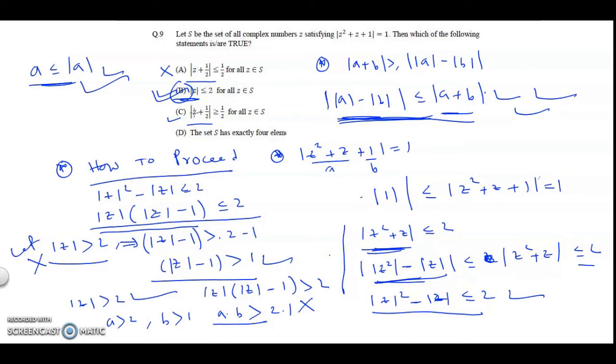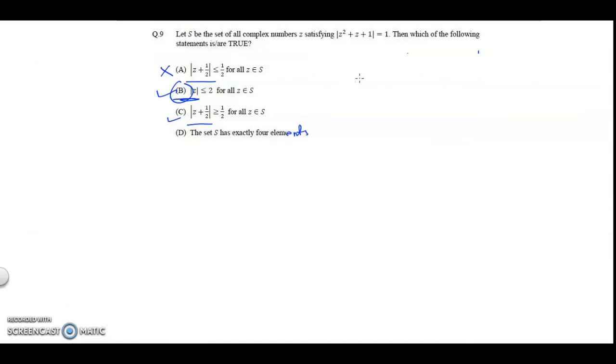Now we'll see for D. Option D is very easy. The question's set is the set of all complex numbers such that this equation is satisfied. Now they are asking that the set has exactly 4 elements. Now let's see. Any complex number can be represented as r into e to the power i theta. You know this from complex numbers.